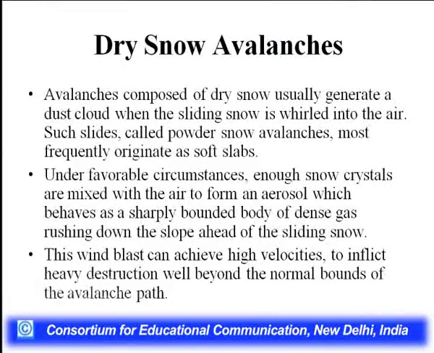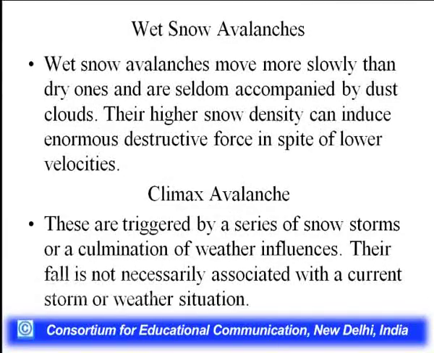Then we can also have dry snow avalanches. These are composed of dry snow and usually generate a dust cloud when the sliding snow is whirled into the air. Such slides, called powder snow avalanches, most frequently originate as soft slabs. Under favorable circumstances, enough snow crystals are mixed with air to form an aerosol which behaves as a sharply bounded body of dense gas rushing down the slope ahead of the sliding snow. This wind blast can achieve high velocity to inflict heavy destruction well beyond the normal bounds of the avalanche path.